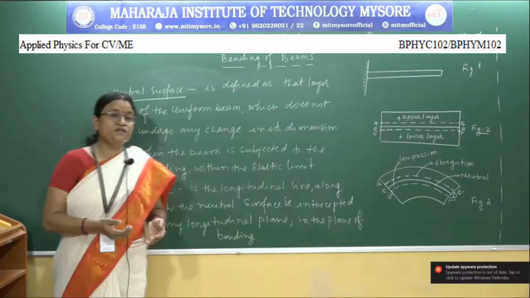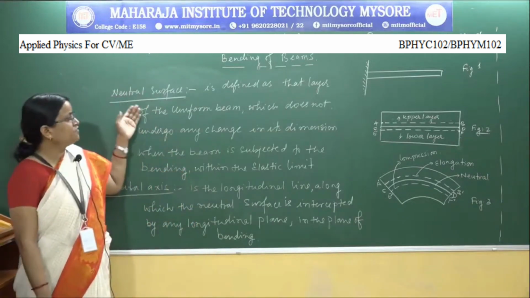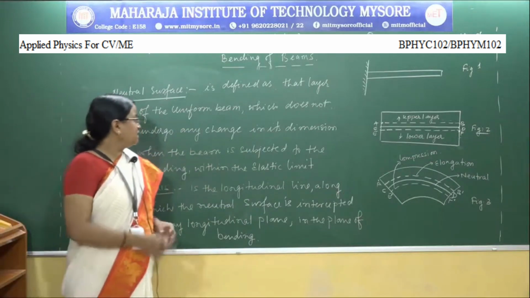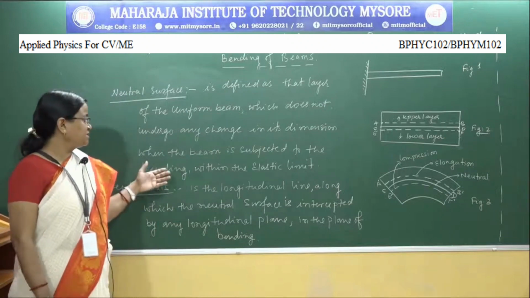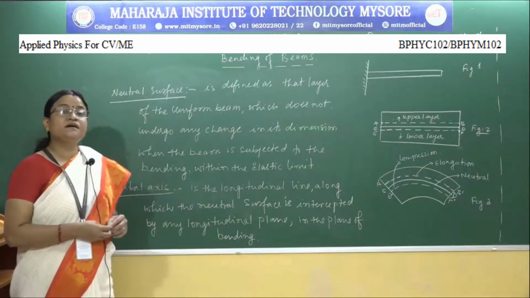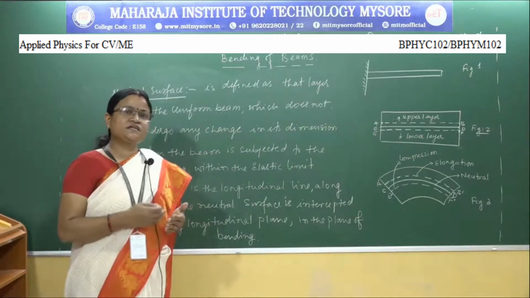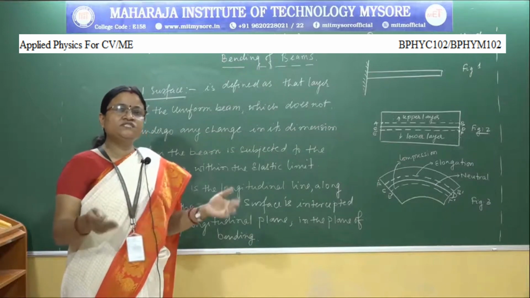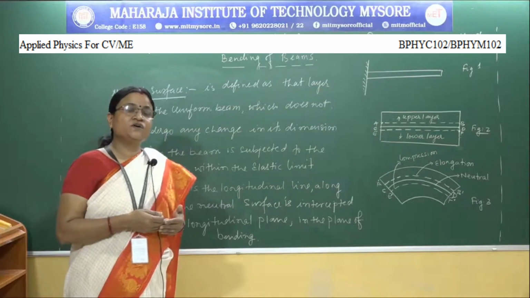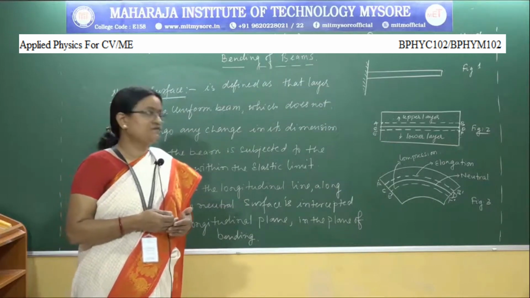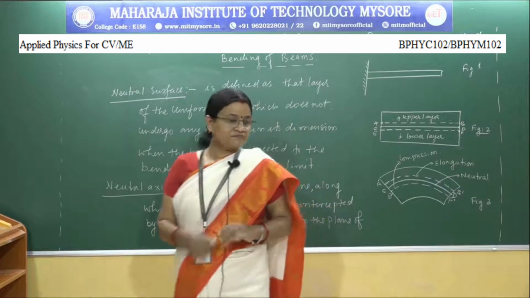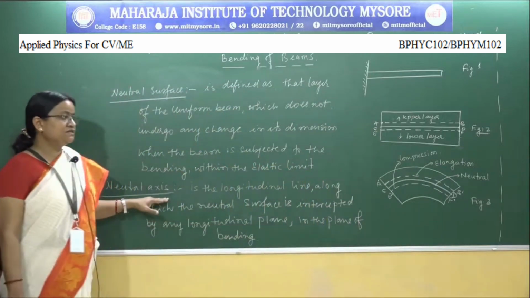We'll write that. Neutral surface we define as that layer of the uniform beam which does not undergo any change in its dimension when the beam is subjected to bending within the elastic limit. Means that surface, as I explained earlier, won't change either in length, breadth or thickness. That surface we call the neutral surface, and one such filament of that surface is your CD.